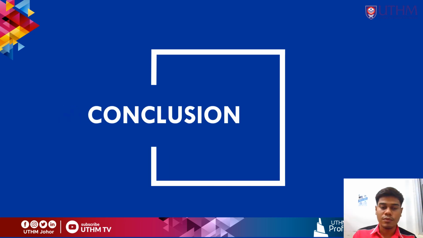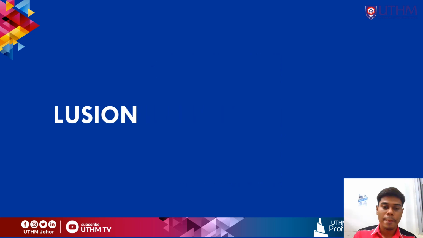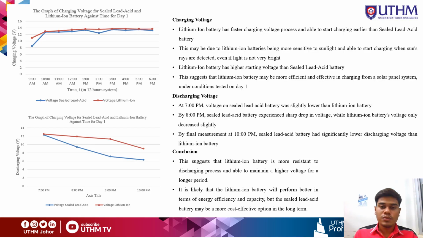So this is the last part of my presentation, which is part 5, conclusion. So as we can see, this is the comparison between the lithium-ion battery and the lead-acid battery. As we can compare on the graph, the blue line is the lead-acid battery and the red line is the lithium-ion battery. So this data is collected on the same day, same system and same weather.